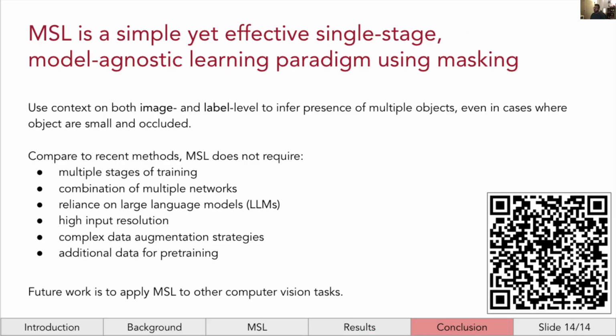Overall, MSL is a simple yet effective single-stage model agnostic learning paradigm that uses masking. It leverages context on both image and label level to infer presence of multiple objects, even in cases where the objects are small and occluded. In comparison to recent methods, MSL does not require multi-stage training, combination of multiple networks, reliance on large language models, high input resolution, complex data augmentation strategies, and additional data for pre-training.